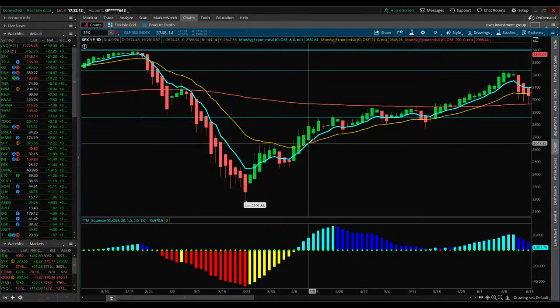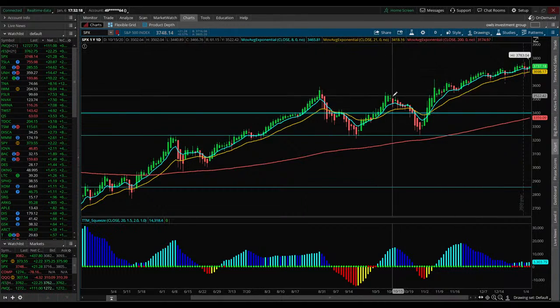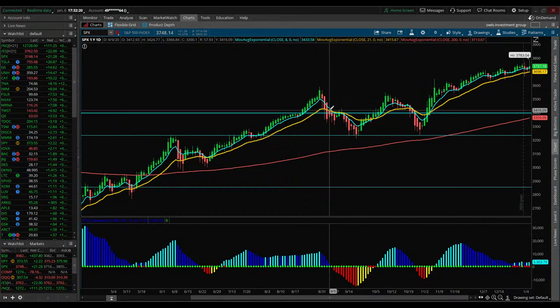The 8 crosses the 21, and this is where we start becoming more bullish. Okay? So for example, we've tested multiple times. The 21 crosses the 8, we drop down. The 8 crosses the 21, we go up. It's done it multiple times. So whenever the 8 crosses the 21, we're bullish. Whenever the 21 crosses the 8, we're bearish.